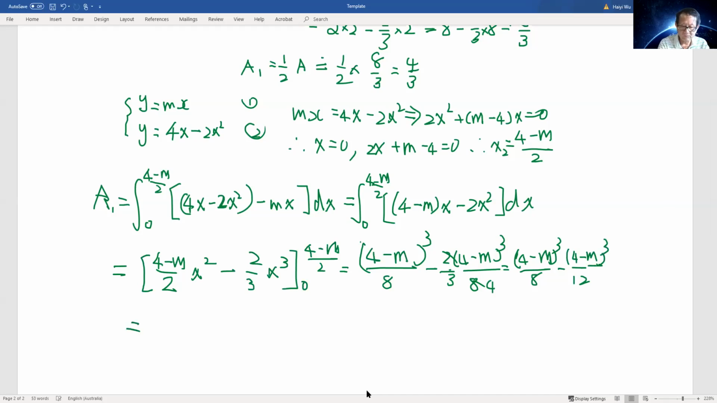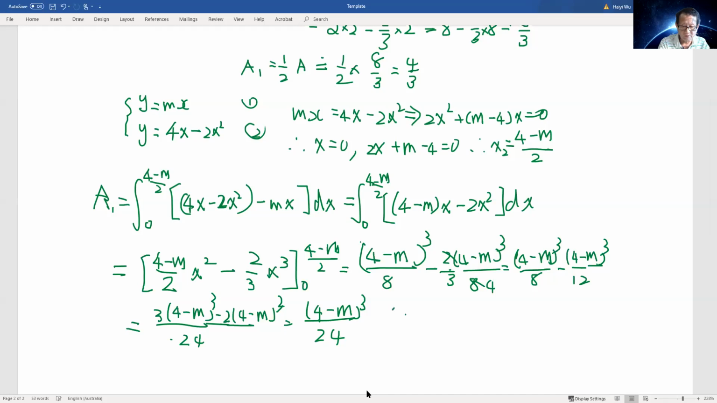So we join together. The common denominator will be 24. So there will be 3, and this will be 2. So the answer will be (4 minus m) to the power of 3 over 24. Sorry, this will be 3. Okay, so this is the area 1.